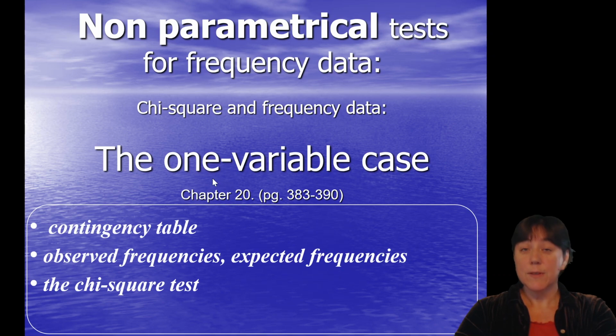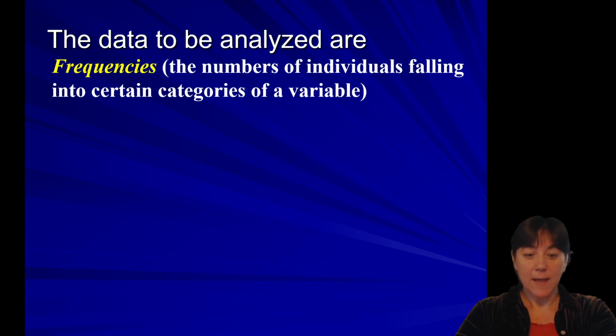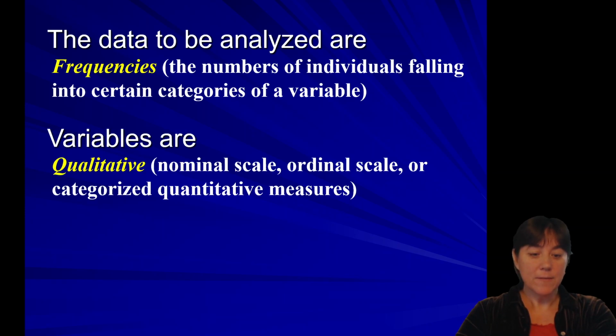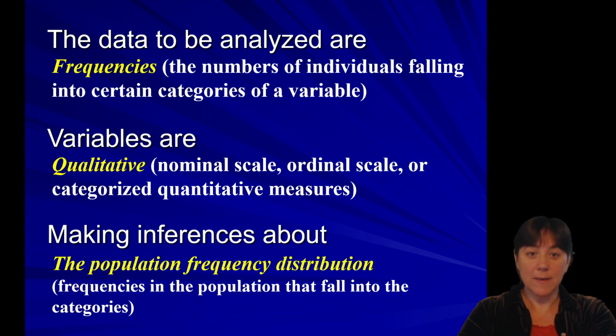Let's start with talking about frequency data, the contingency table. So the data to be analyzed are simply frequencies, and variables are the qualitative variables, nominal scales or ordinal scales, or if we have quantitative measures, we do have to categorize them. For example, if we have data on how many cigarettes somebody smokes per day, we can make a heavy, light, and non-smoker category out of this data.